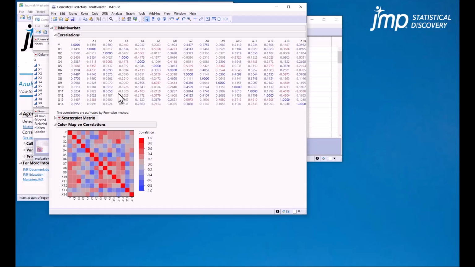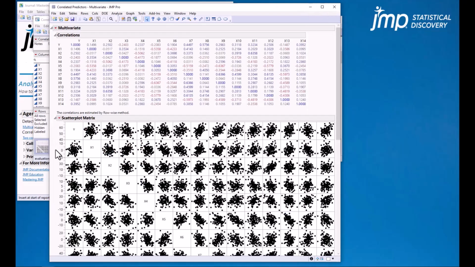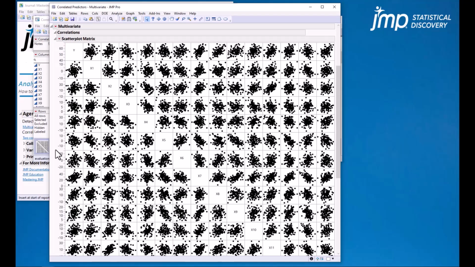Another way to visualize the correlation is to look at the pairwise scatter plots of all the variables, and JMP makes that easy for us to look at in the scatter plot matrix. Again, this is pretty overwhelming, isn't it? There's a lot of graphs here. There are some things that we can do to make it easier to see what's going on.